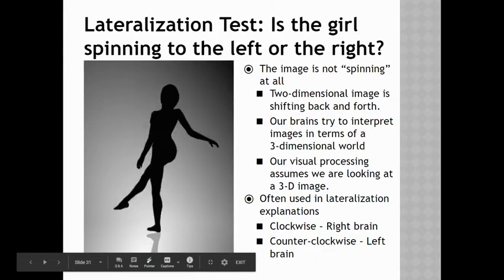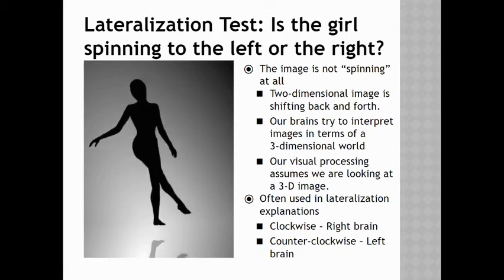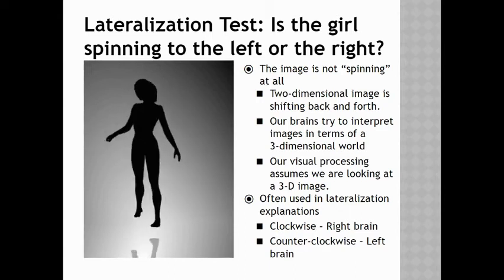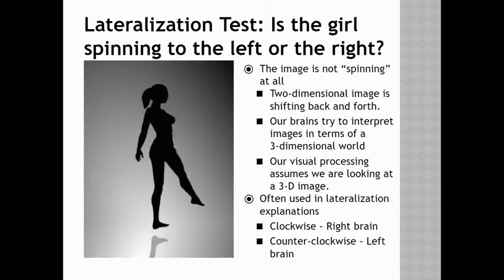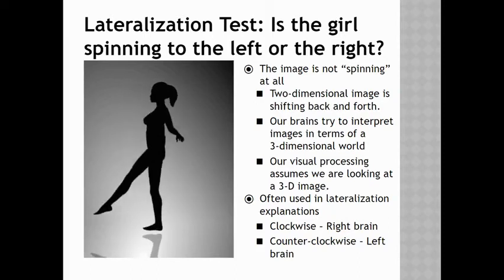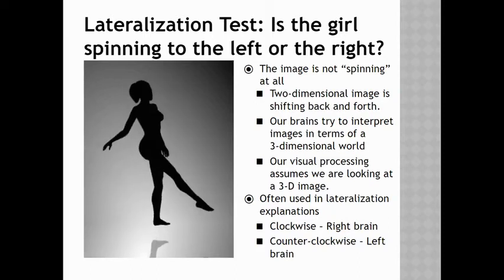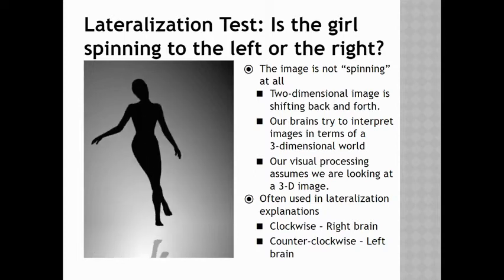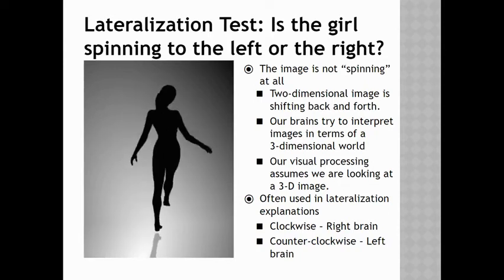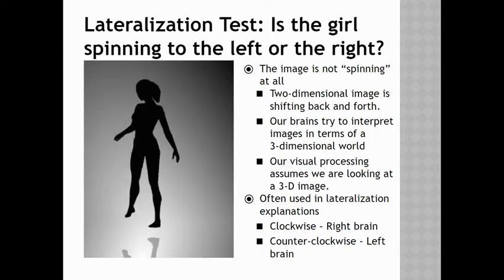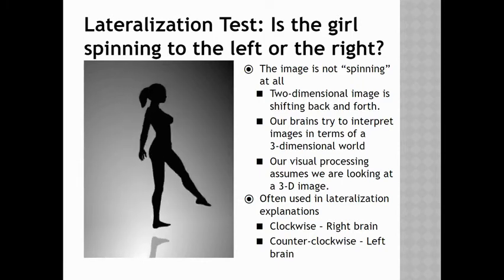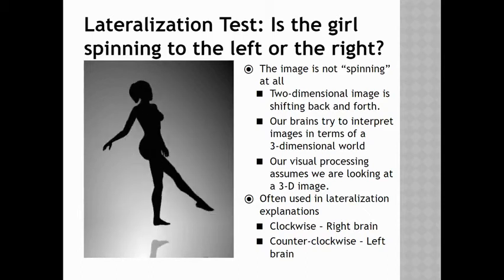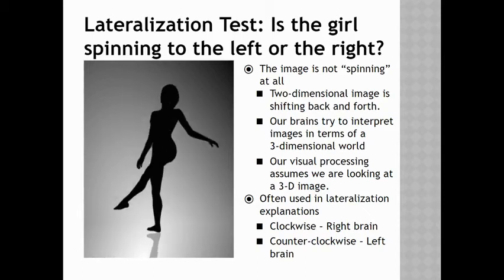So this spinning test is often used in lateralization tests. And so you want to look at this and determine, is the girl spinning to the left or to the right? Technically, the image is not spinning at all. It's a two-dimensional image that's just shifting back and forth. But our brains try to interpret images, especially moving images, in terms of a three-dimensional world, since that's how we see the natural world. Our visual processing assumes that what we're looking at is a 3D image.